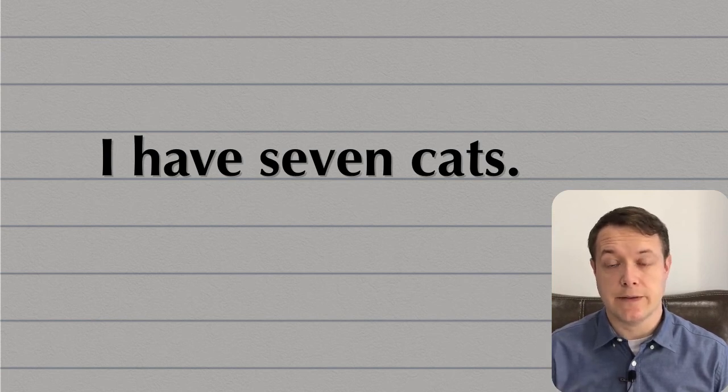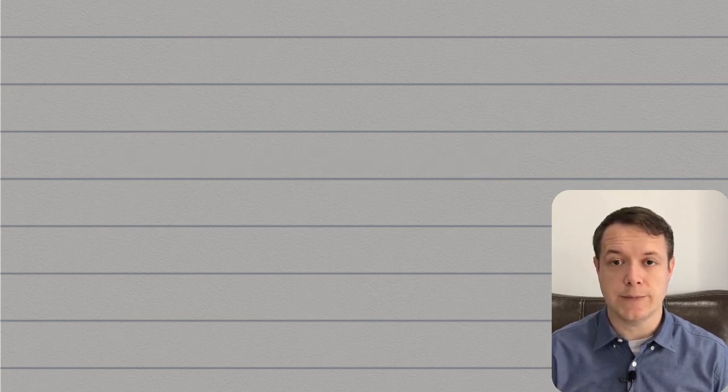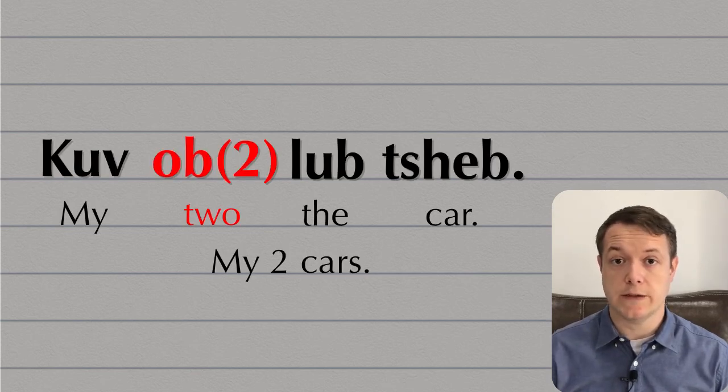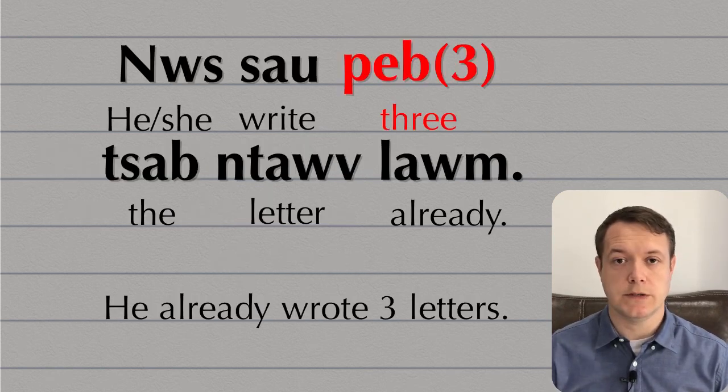Same in Hmong. The difference is that when you put a number before a thing you're describing, you need a noun classifier in between. So let's look at some examples. Gu a lu che. My 2, the car. Or my 2 cars. Nu shao bei chan dao le.